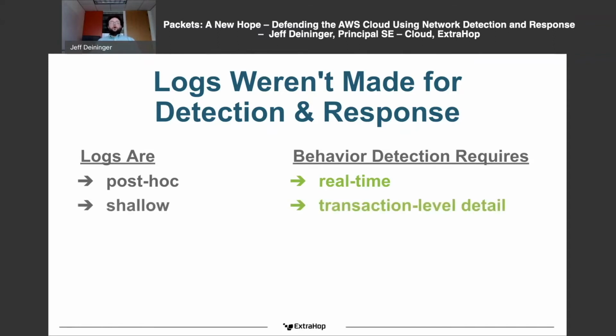Next, log, and your mileage may vary on this one, but log data is shallow, right? There's a variability in the degree to which systems can self-report their activity and generate logs. And the need here for doing quality behavior detection that doesn't result in a lot of false positives is to have transaction level detail.